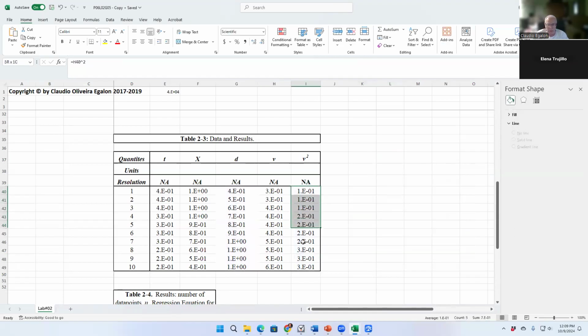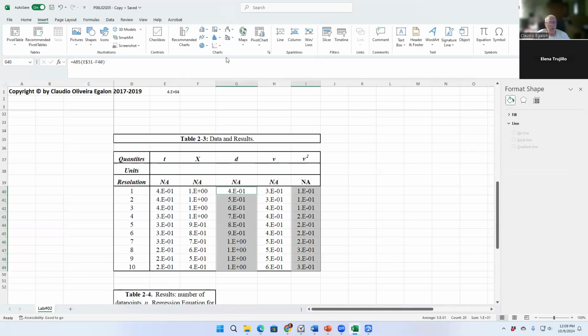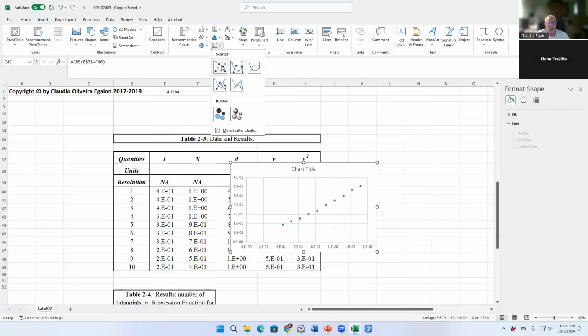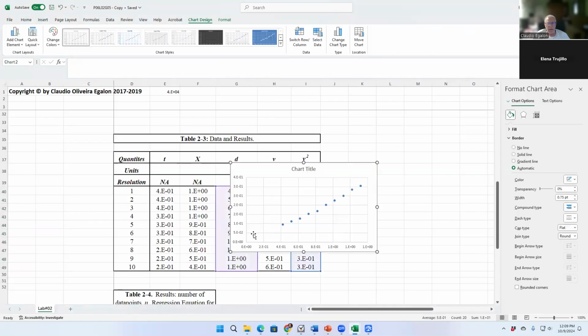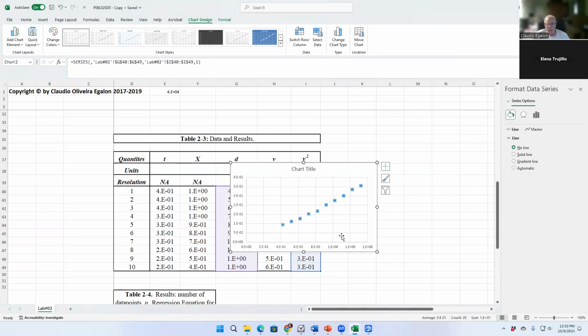So you highlight V square, right? It doesn't matter if it's first or second, and then you highlight d. Can you do that? Yeah, I already did that. Okay. Insert, chart, scatter, right? Do you get a graph like that? Yeah. Okay, good. Click one of the points.